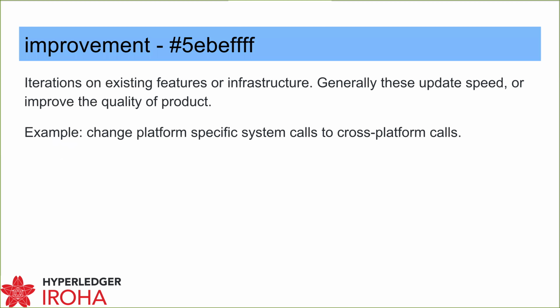Improvement will have this label. Improvement is any improvement of existing code, so this might be renamed as refactoring. If you improve any algorithm, any implementation, anything inside Iroha, for example changing platform-specific system calls to cross-platform calls, for example to Boost, this might be under the improvement tag.